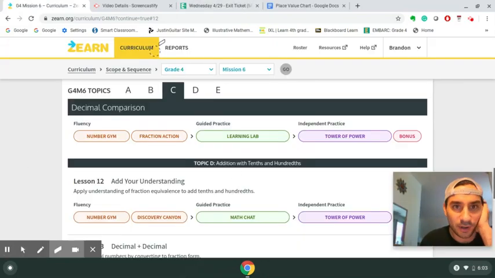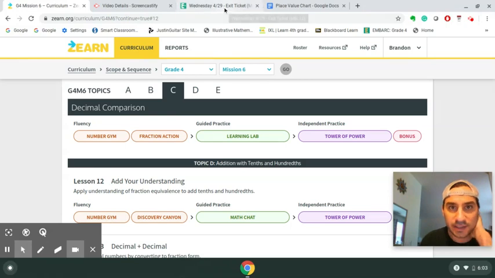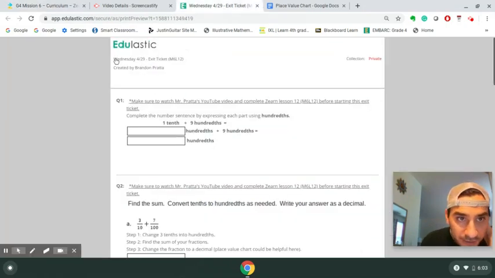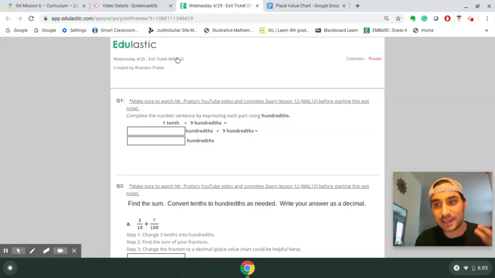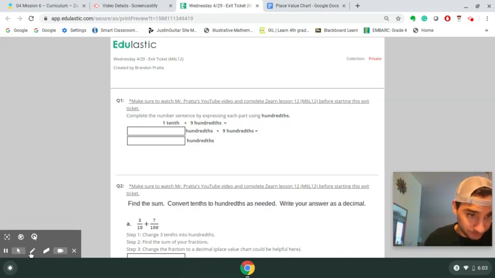All right, y'all, let's hop on over to our exit ticket. Make sure you have the date correct. Today is, well, you're doing your exit ticket on Wednesday, April 29th. Remember, we skipped lesson 11, so we're on M6L12. That's lesson 12. Let's go ahead and read our first question. Like always, make sure you're watching this whole video and you're doing your Zearn lesson before you do your exit ticket. Okay, complete the number sentence by expressing each part using hundredths.